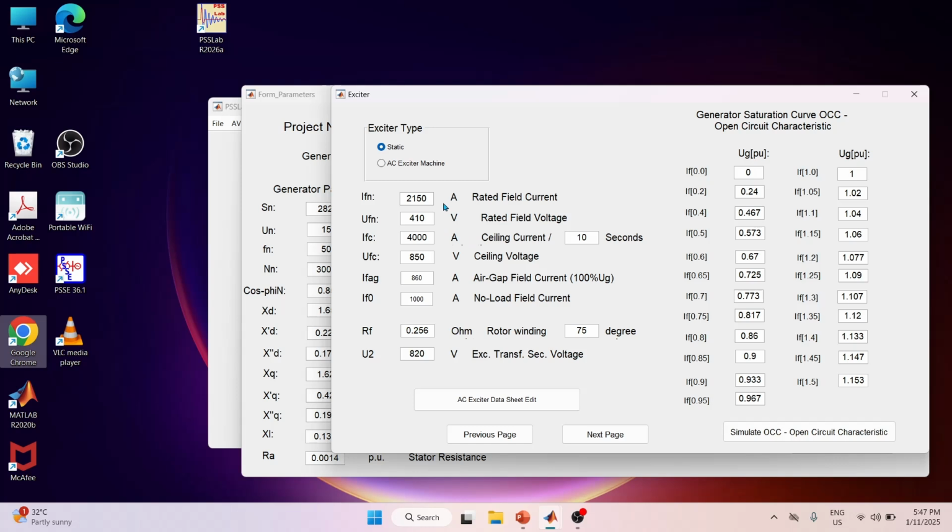So in the parameter form is the 2150 amps rated field current. So the difference is just around 1.5%, and this is the small difference which is acceptable.